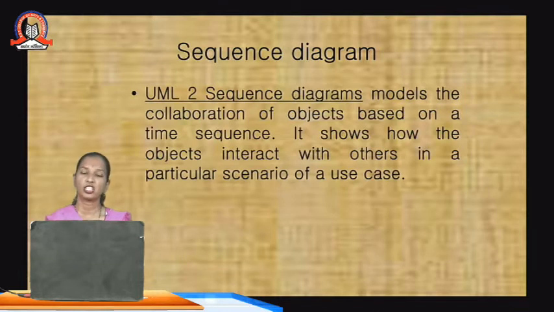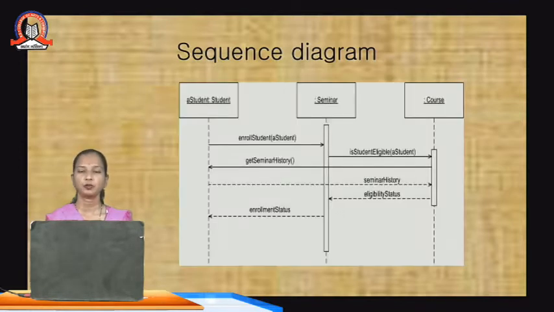Next, the sequence diagram. It models the collaboration of objects based on the time sequence. It shows how the objects interact with others in a particular scenario of a use case. So we say that a sequence diagram can be drawn for a use case. It is nothing but the interaction that takes place between the objects. Over here there are three objects, that is the student, seminar and the course. The student is going to enroll for the seminar.